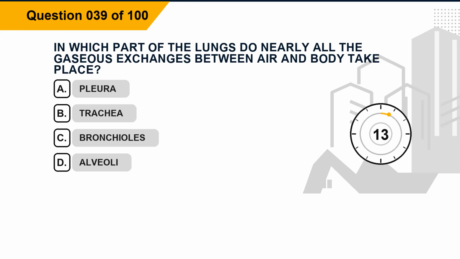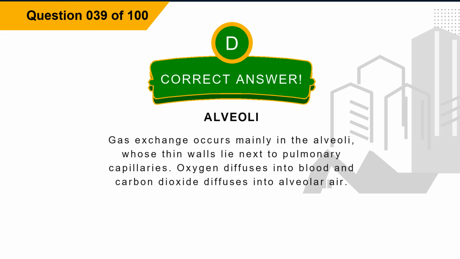Question 39. In which part of the lungs do nearly all the gaseous exchanges between air and body take place? Option A, pleura. Option B, trachea. Option C, bronchioles. Option D, alveoli. The correct answer is option D, alveoli. Explanation. Gas exchange occurs mainly in the alveoli, whose thin walls lie next to pulmonary capillaries. Oxygen diffuses into blood and carbon dioxide diffuses into alveolar air.